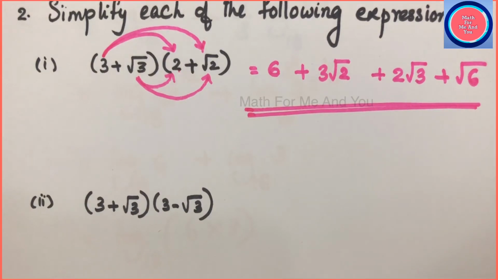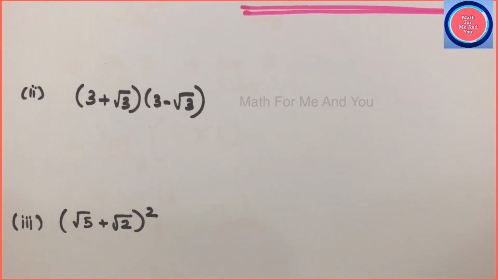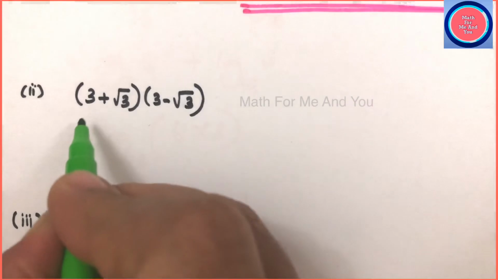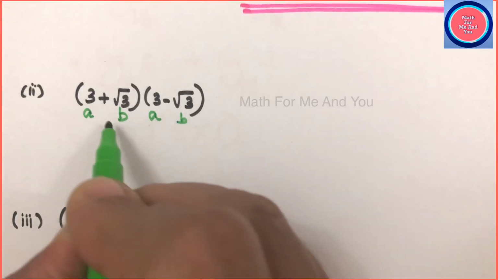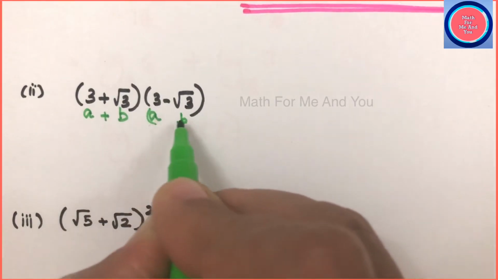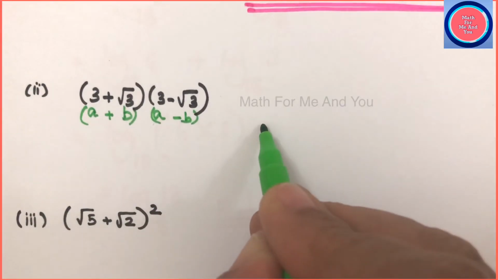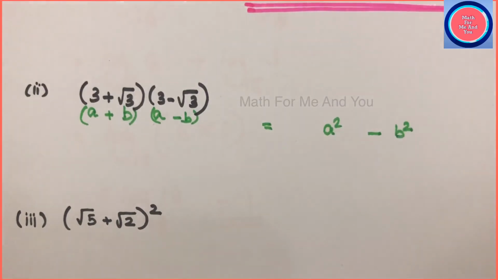Next is (3 plus root 3) times (3 minus root 3). When we look at the first bracket and second bracket, we can see this is of the form (a plus b) times (a minus b). So this is similar to the identity (a plus b) times (a minus b), with 3 in place of a and root 3 in place of b. The first bracket is a plus b, the second bracket is of the form a minus b. If we multiply like this, what answer do we get? We get the result a square minus b square.